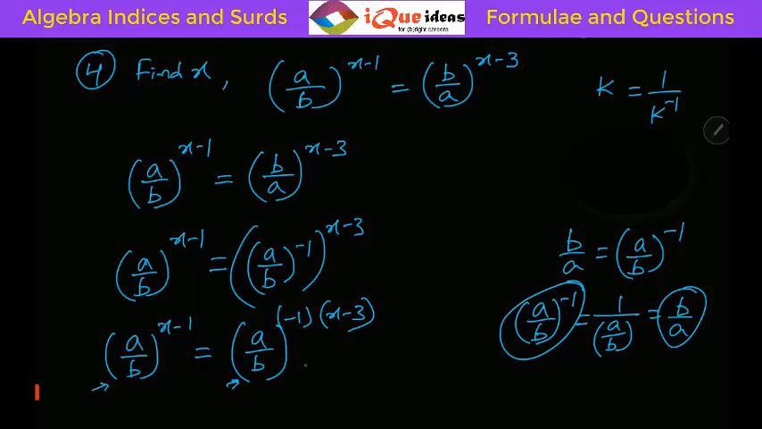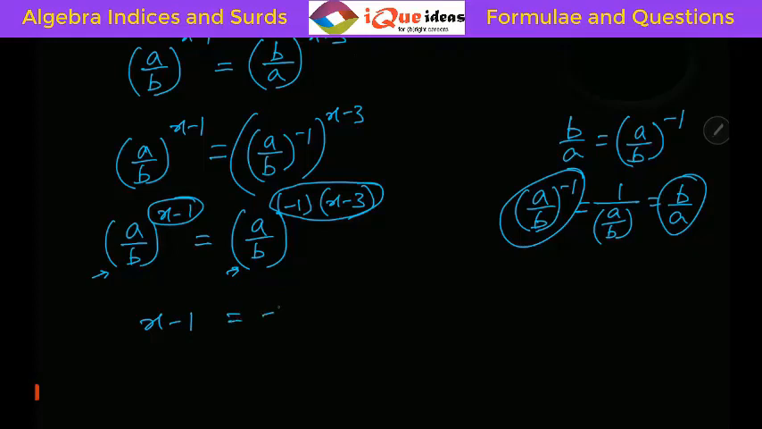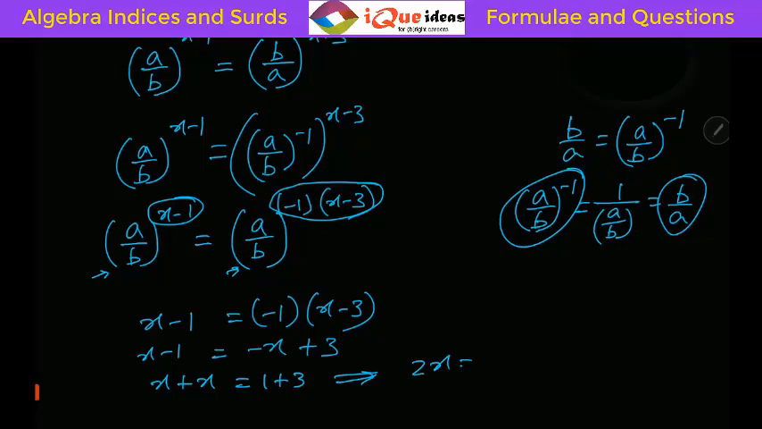So what we will do is, we will say that the power on the left hand side, that is x minus 1, is equal to power on the right hand side, that is minus 1 into x minus 3. So we have x minus 1 is equal to minus 1 into x minus 3. Simplify, it is x minus 1 equal to minus x plus 3. So this minus x comes to the left hand side, it becomes x plus x, and minus 1 goes to the other side, becomes 1 plus 3. So we have 2x equal to 4, and that means x is equal to 2. So the answer of this question is 2.